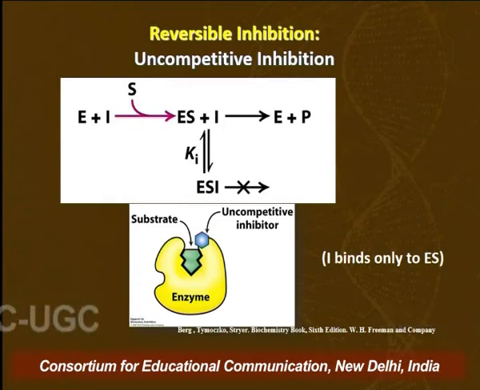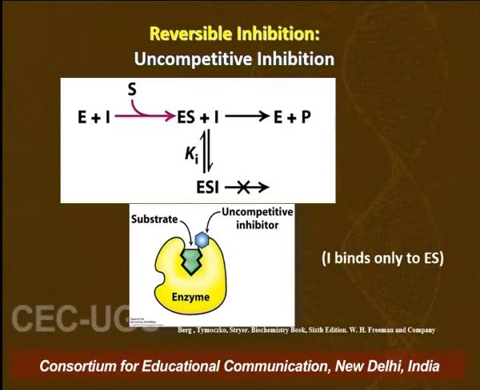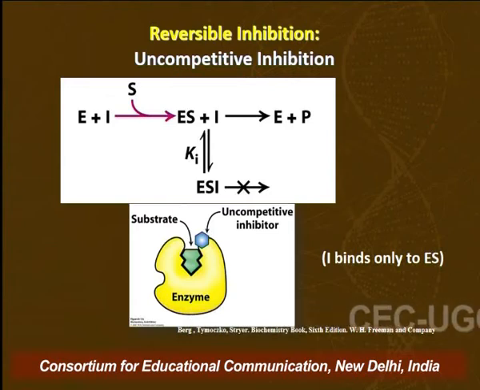Now in this reversible inhibition, if we see over here, the inhibitor binds to the enzyme, and it can only bind whenever there is an enzyme substrate complex. So the inhibitor can bind to the enzyme only when the enzyme substrate complex is there. So it forms an ESI complex, which is the enzyme substrate inhibitor complex, and once the ESI complex is formed, the reaction cannot go further.